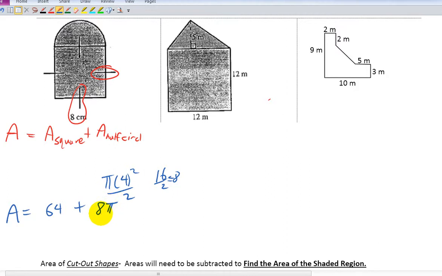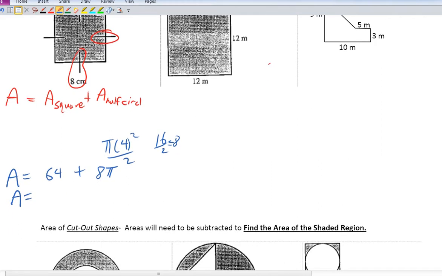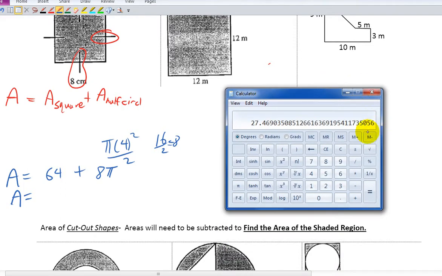Now on the calculators, 64 plus 8 pi. Please take your calculators out. If you don't have a calculator, come get one. If you have a phone, you can use your phone for right now because it's the first week. Just turn it sideways and you'll see your pi button. Please, everyone, press your pi button.